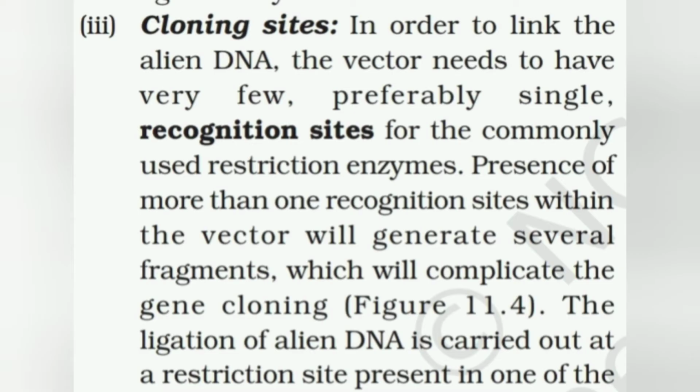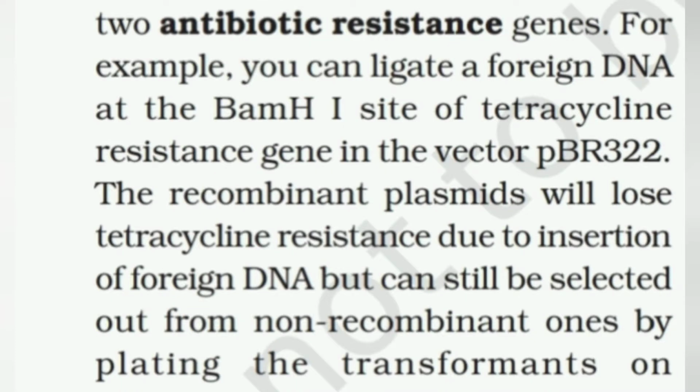Third feature required in a cloning vector is cloning site. In order to link the DNA, the vector needs to have very few, preferably a single, recognition site for a commonly used restriction enzyme. Presence of more than one recognition site within the vector will generate several fragments which will complicate the gene cloning.